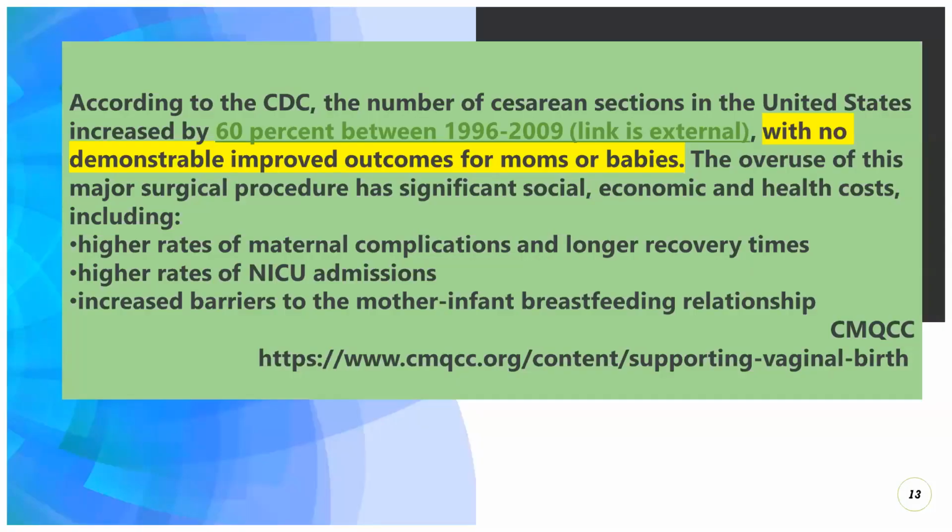And according to the CDC, this comes right out of the QMCC network here, the number of cesarean sections in the United States has increased 60% in the years 1996 to 2009. And there have been no demonstrable improved outcomes for moms and babies. So we have increased a major abdominal surgery in that time period, and there have been no improved outcomes for moms and babies.